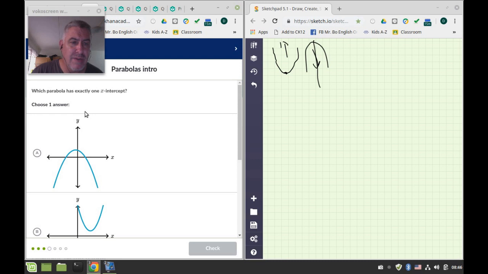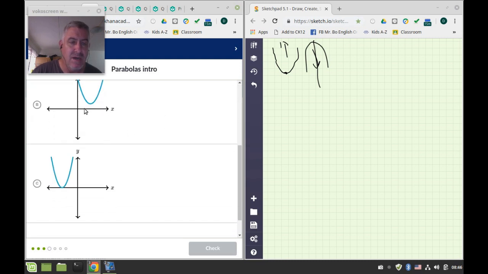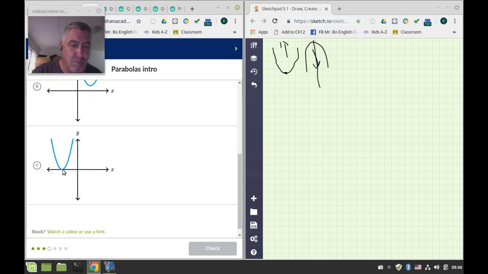And which parabola has exactly one x-intercept? We'll look at how many times it crosses the x-axis. 1, 2. That's two x-intercepts. I don't see any here. That's 0. And then this one is one time, just one time right there.